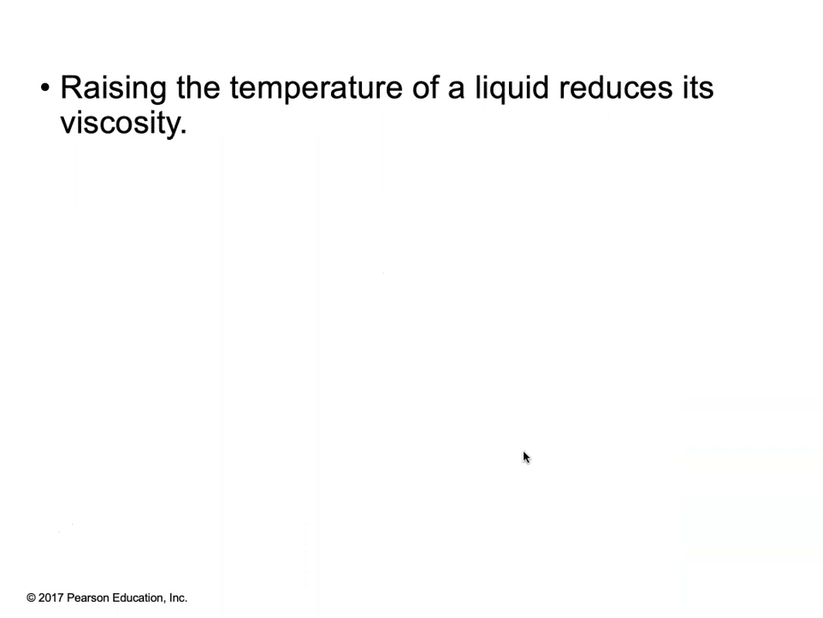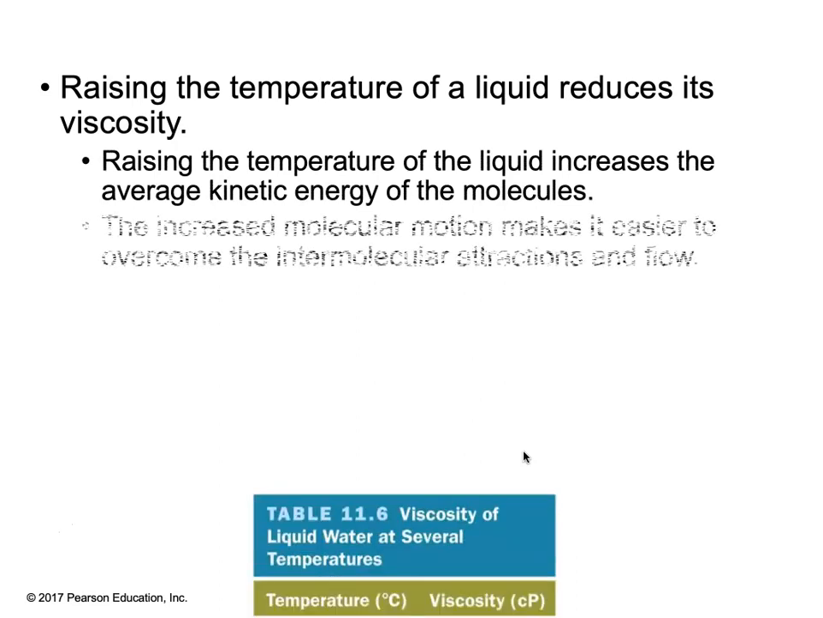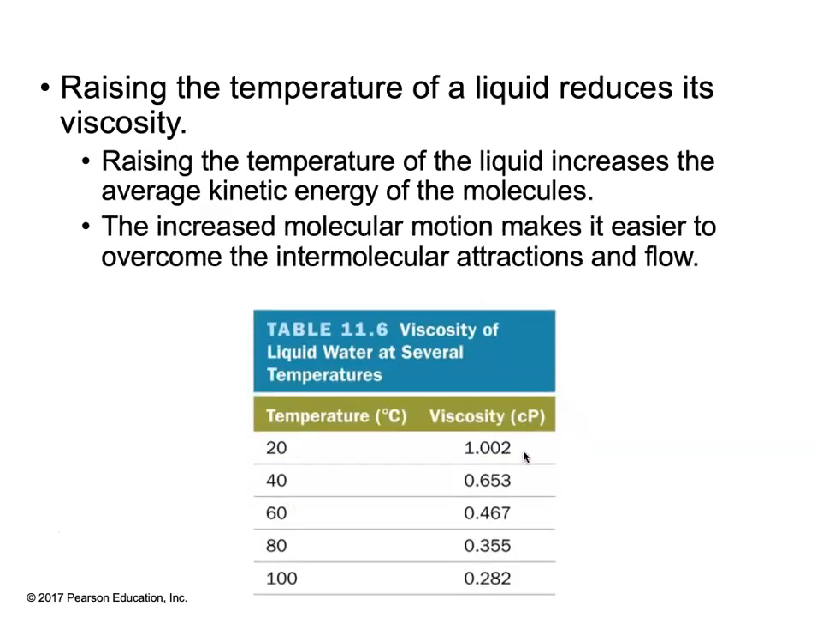Well, raising the temperature reduces the viscosity, as I mentioned. Raising the temperature of the liquid increases the average kinetic energy of the molecules. We know that. The increased molecular motion makes it easier to overcome the intermolecular attractions and to flow. So what you're saying is, if you want to decrease the viscosity, heat the liquid. That will work. If you want to decrease the viscosity, stir it up.